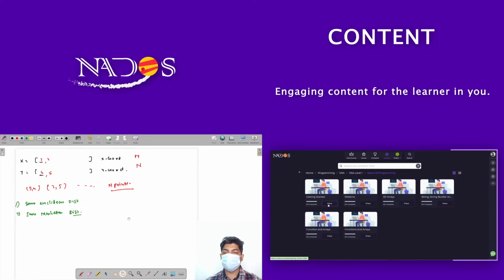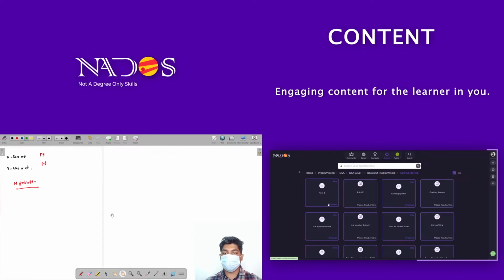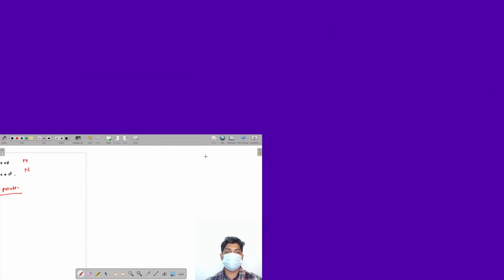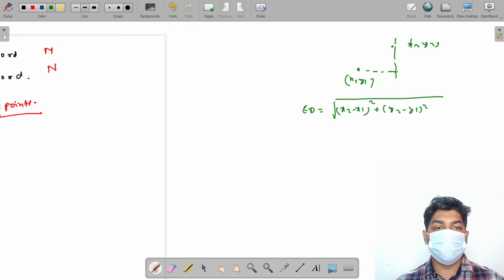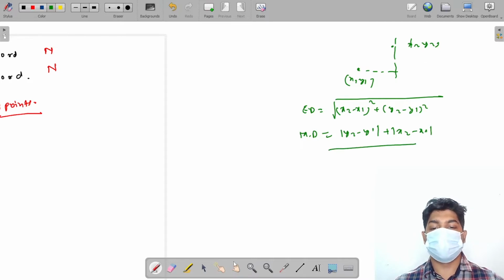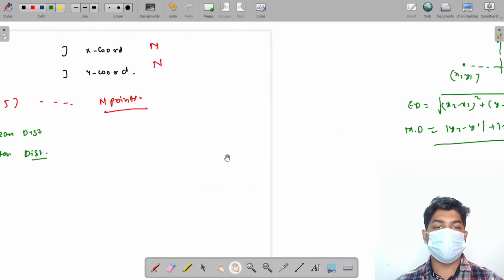But before moving further, let's first understand quickly what Manhattan distance and Euclidean distance are. Suppose two points are given to us, x1 y1 and x2 y2. Euclidean distance is the square root of (x2 minus x1) square plus (y2 minus y1) square. Manhattan distance is nothing but mod of (y2 minus y1) plus mod of (x2 minus x1).